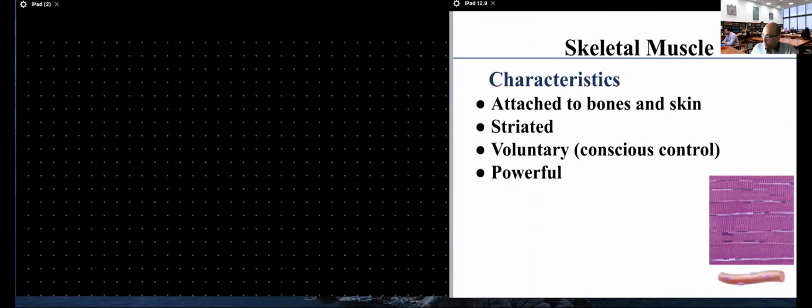Skeletal muscle, as we mentioned earlier, is formed of cylindrical shaped muscle cells. We call the muscle cells muscle fibers. So if you see muscle fibers, this means muscle cells. A muscle fiber is the same as a muscle cell. Those muscle fibers are going to be striated. They are, if you remember, under voluntary control. So you have conscious control of your skeletal muscles, and they are powerful compared to other muscles.